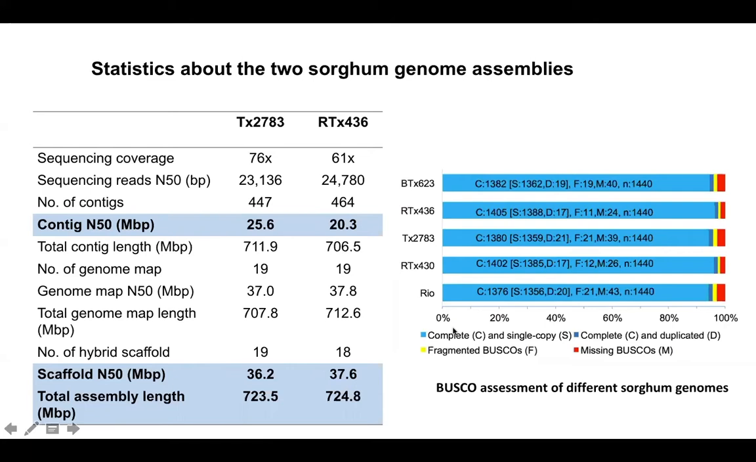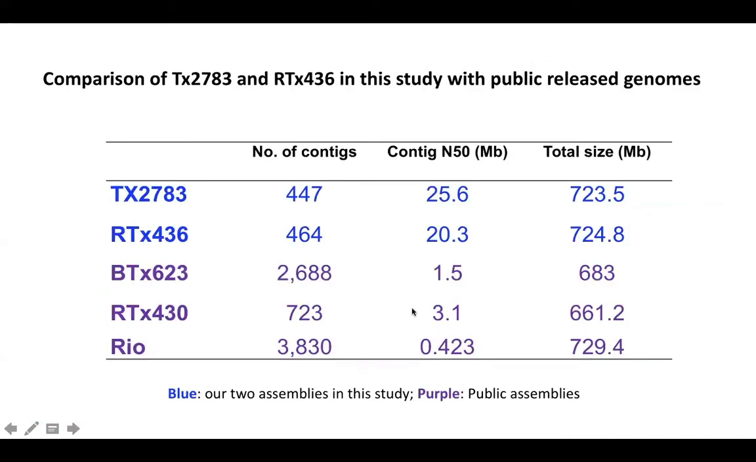On the other hand, gene space assessment using BUSCO also confirmed the completeness of the two genomes in this study. Compared with the other three publicly released genomes, you can see our two genomes are the best quality sorghum genomes so far, no matter the number of contigs, the size, or the contig N50. You can see they are much better than the previous three genomes.